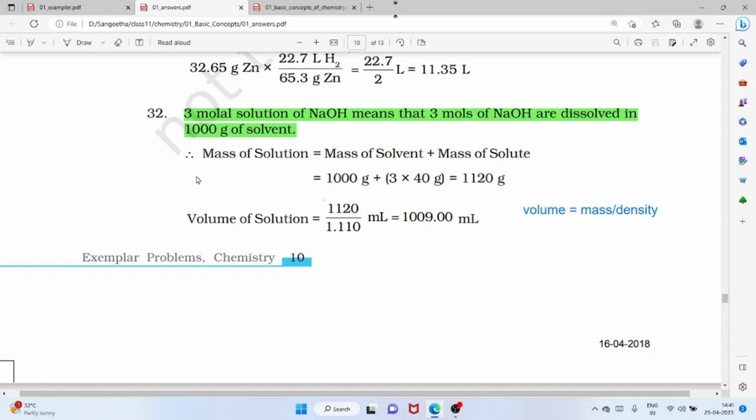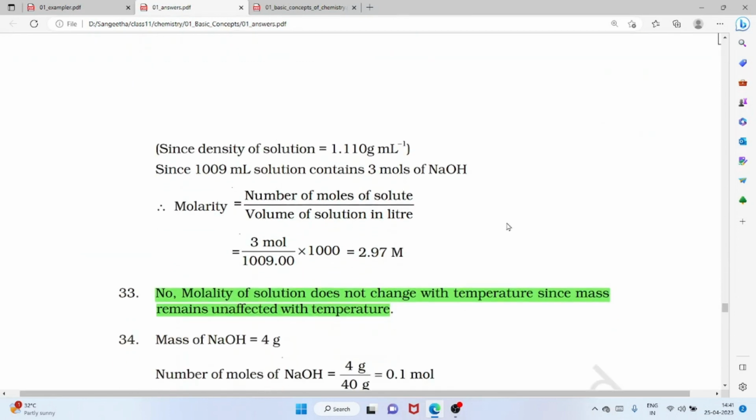Okay, molality is moles of the solute divided by the mass of the solvent in kilogram. So mass of the solution is the mass of the solvent plus mass of the solute. Okay, they are computing the mass and the volume of the solution. Computing volume equals mass divided by density. Density is given. Since 100 of the solution has 3 moles, okay, 3 moles divided by the volume of the solution in liter, this will become the molarity.